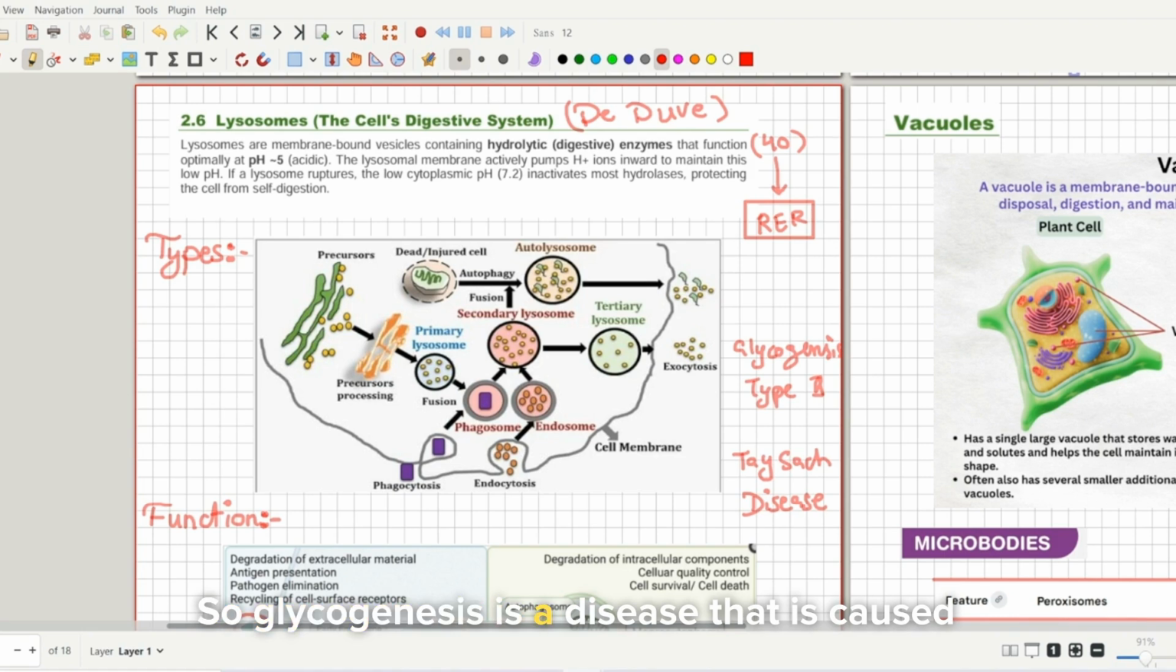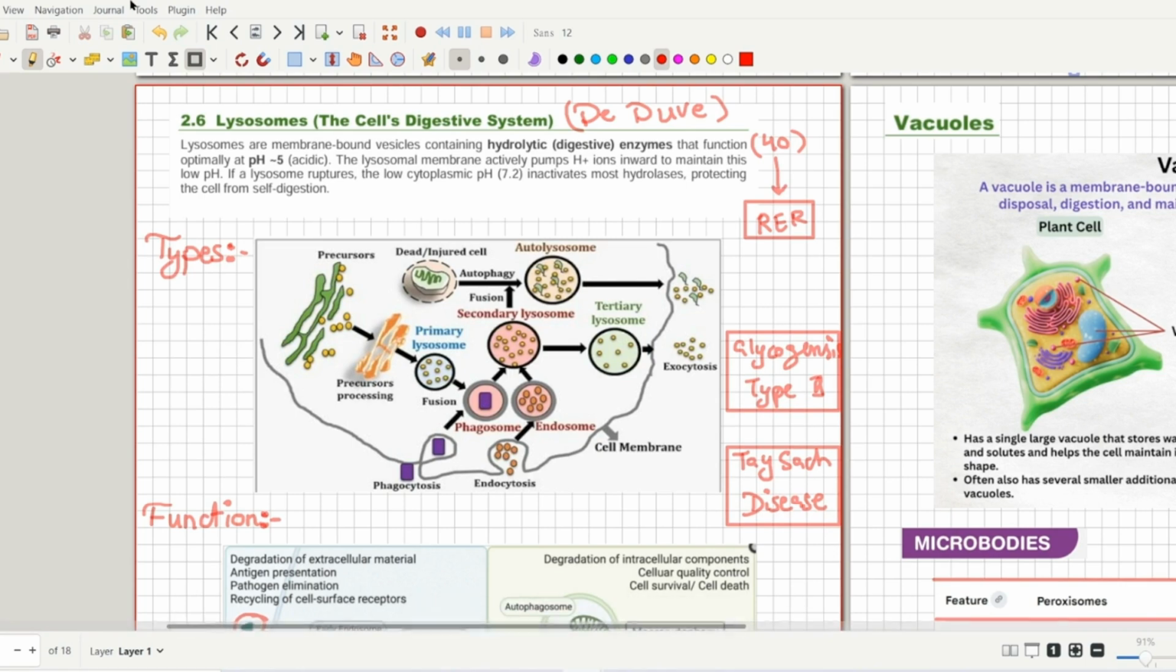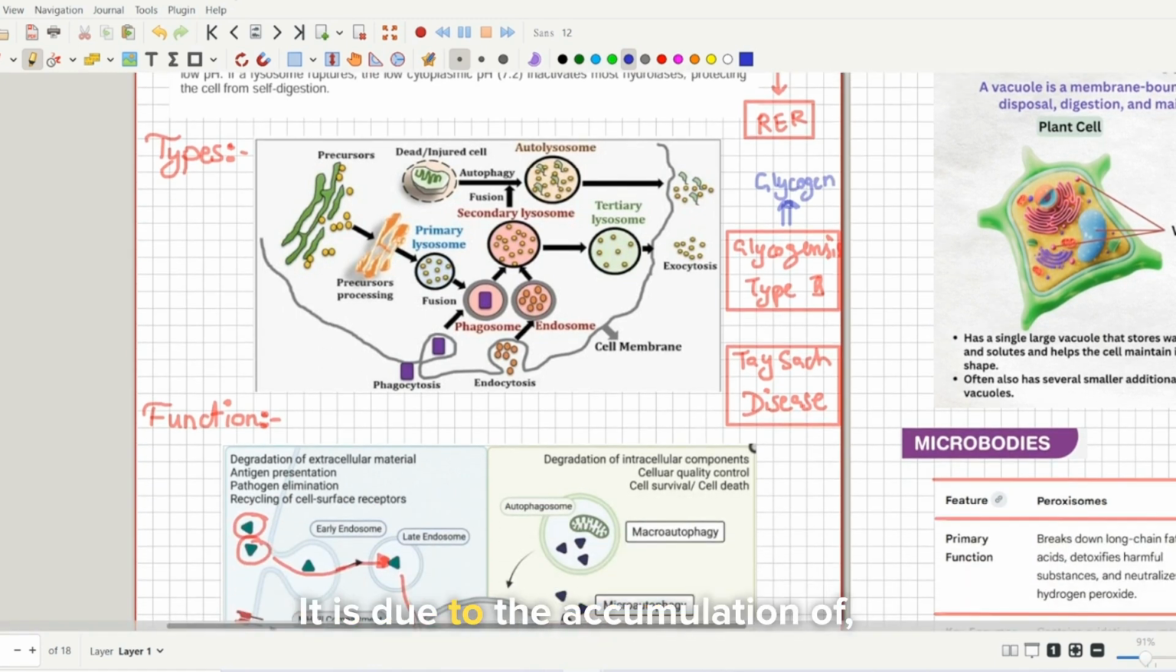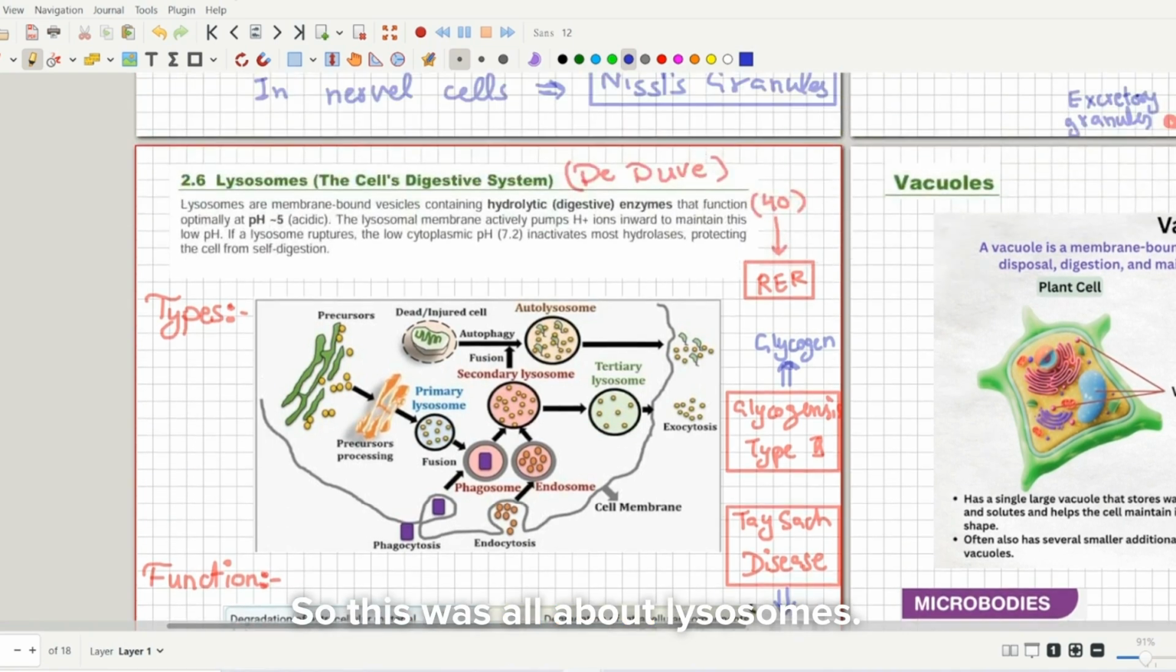So glycogenesis is a disease that is caused by accumulation of glycogen, and Tay-Sachs disease is caused by the accumulation of lipids. Let me write it down in a box. Glycogenesis is because of accumulation of what? Glycogen. And what is Tay-Sachs disease? It is due to the accumulation of lipids. So this was all about lysosomes.